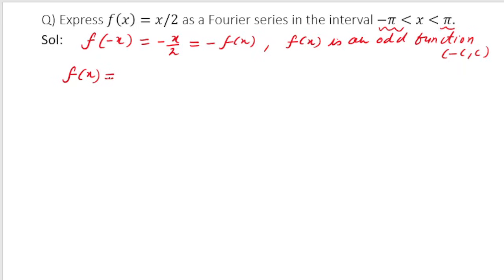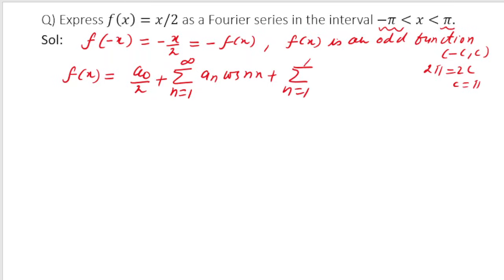So how to write the expansion? The Fourier series expansion is written as a naught by 2. I am writing the general result. I am not writing that this will become 0 or that will become 0, because it will just confuse us. It is better to remember the main result, and then using the properties we will reduce it. So a naught by 2, summation n varies from 1 to infinity an cos n pi x by c, but here the length of the interval is 2 pi. Pi minus minus pi is 2 pi, which is equal to 2c, so c is equal to pi. So an cos nx plus summation n varies from 1 to infinity bn sine nx.